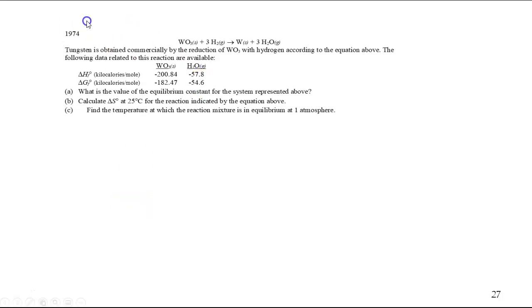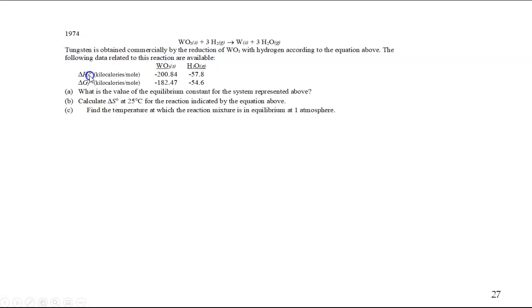Here is an AP Chemistry energy problem way back from 1974 in the form of a free response question. Let's go ahead and solve it. We've got some tungsten VI oxide being hydrogenated to give elemental tungsten and water. They say the following: tungsten is obtained commercially when you reduce the WO3, tungsten oxide, with hydrogen according to the equation above. The following data related to this reaction are available.